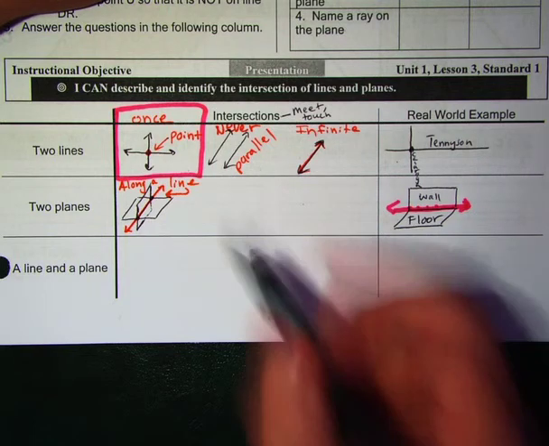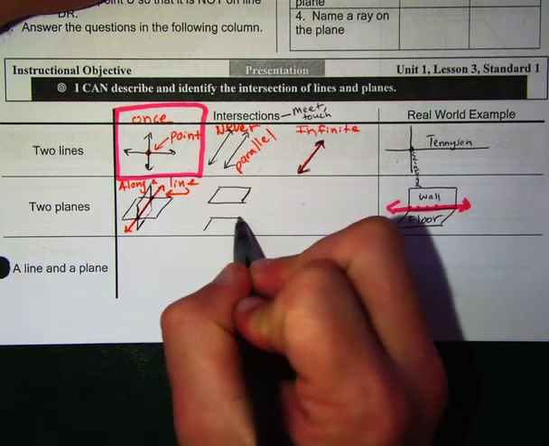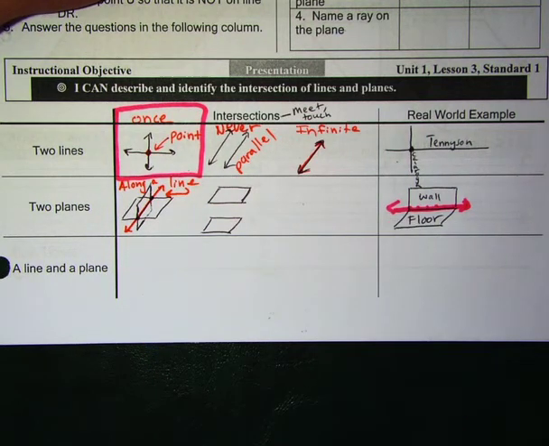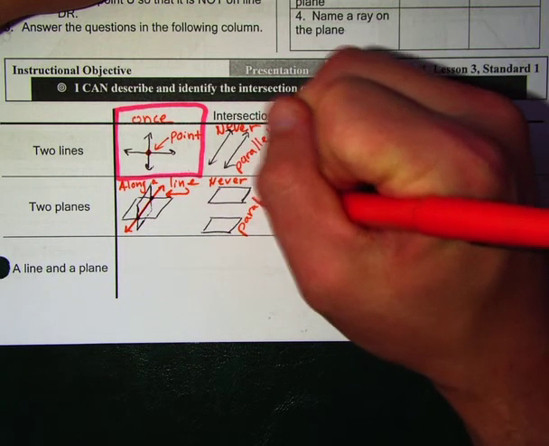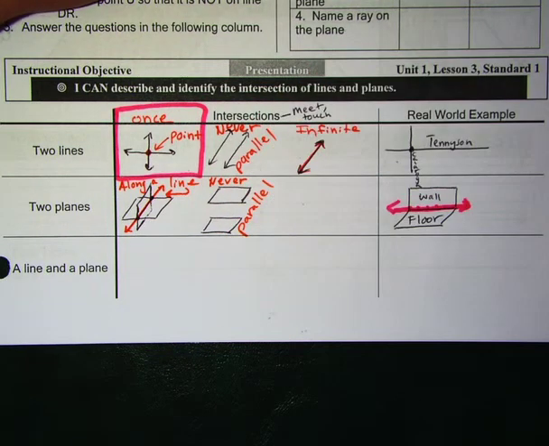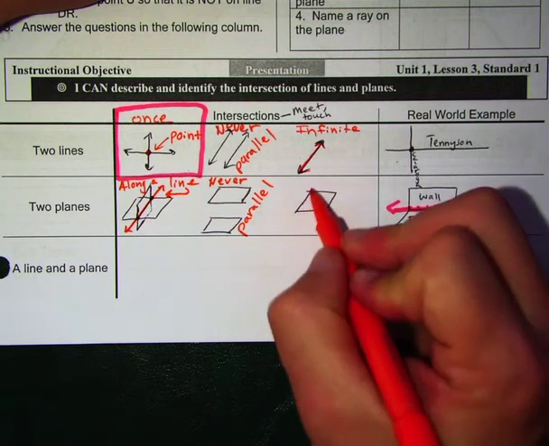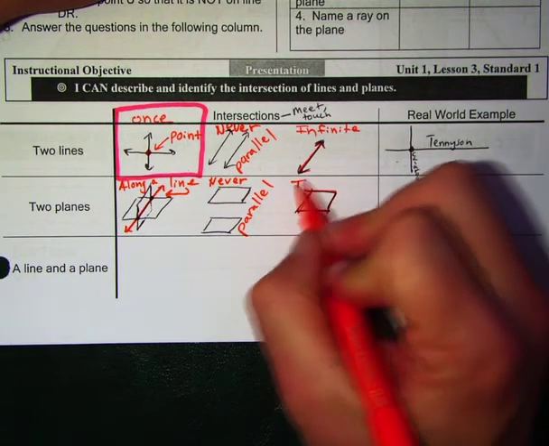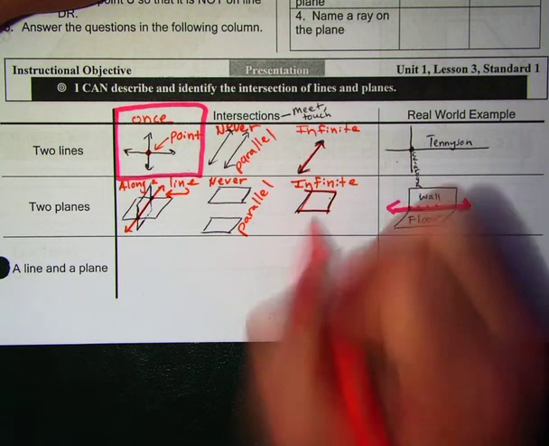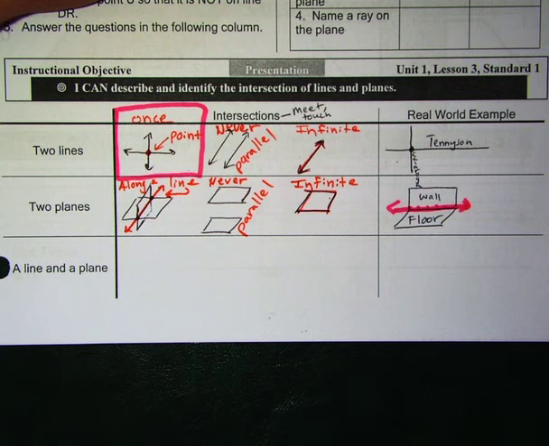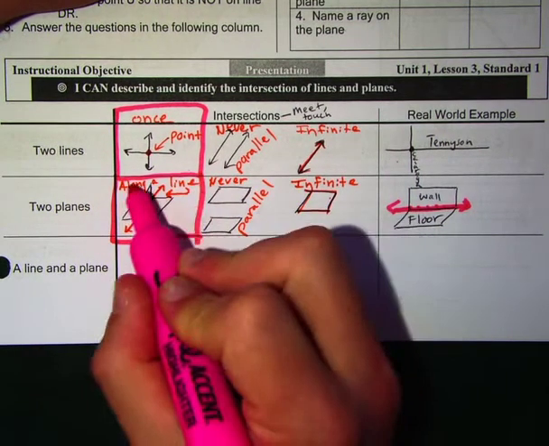Now there is a never situation, if you can think of it. Imagine a plane like this, like your ceiling, and then imagine a plane like this, like your floor. They never intersect. How come? Because they're parallel. And then yes, you could have a plane with another plane flat on top of it, and this would be infinite because the two planes intersect or touch each other at every single point. But again, the most common situation we're going to talk about is this one here, two planes intersecting along a line.